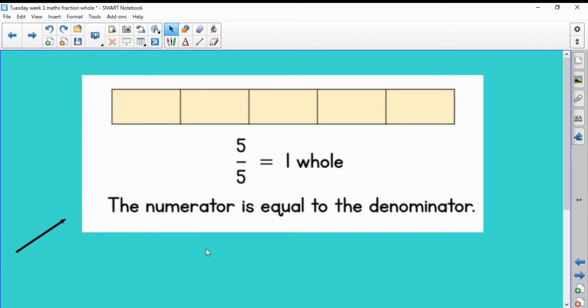This shape has been divided up into 5 equal parts. Each part is 1/5. 5 of the parts have been shaded, 5/5, which equals 1 whole. The numerator is equal to the denominator, making it 1 whole.